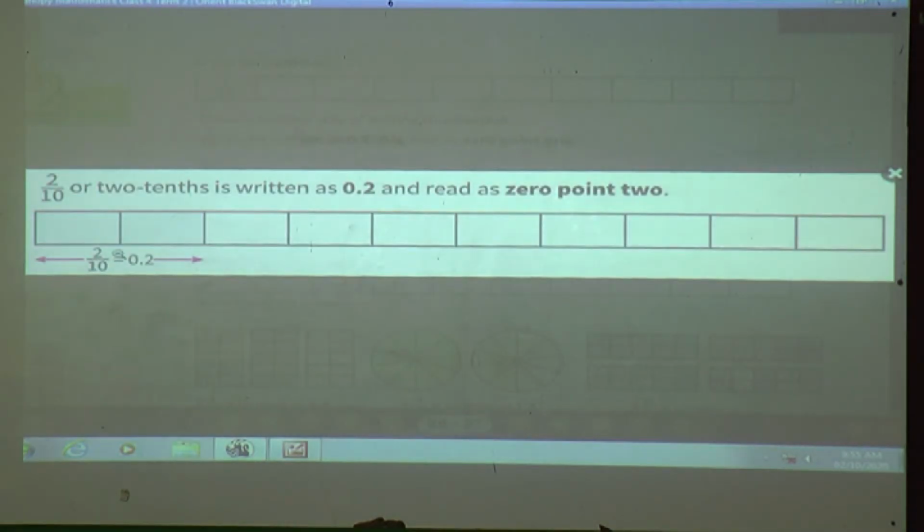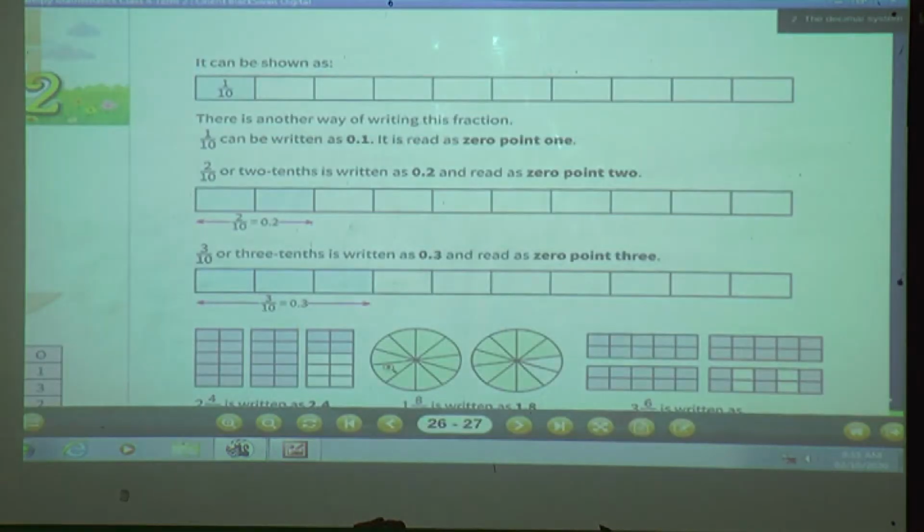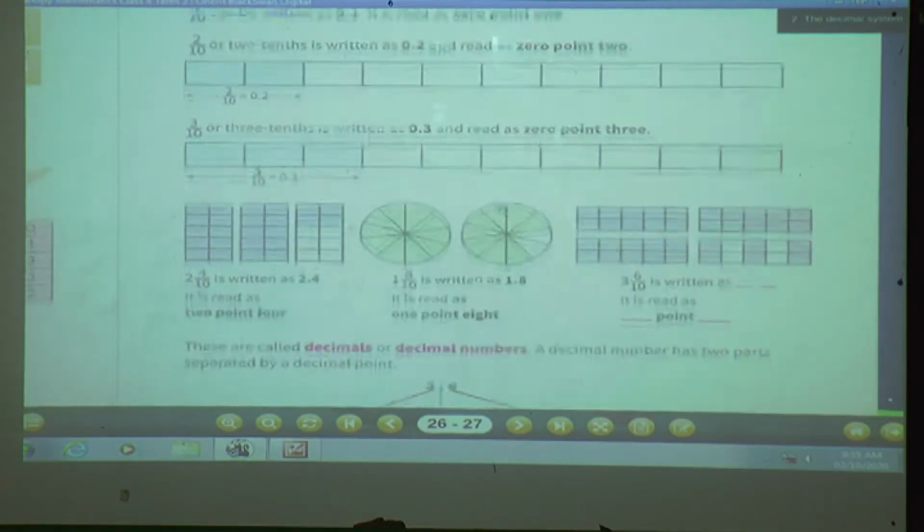So this is fraction in decimal. How we have to write? 0.2. And see the third one. If 3 upon 10 or 3/10 is written as 0.3 and read as 0.3. Okay, and now look at here.